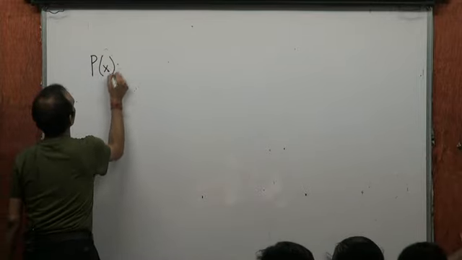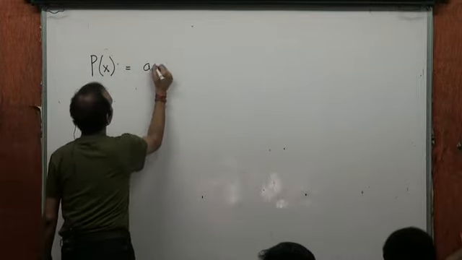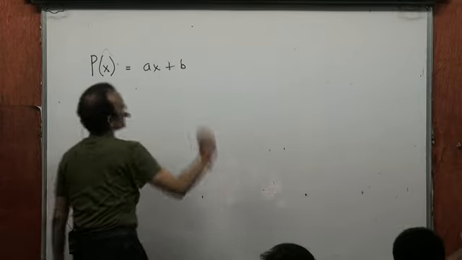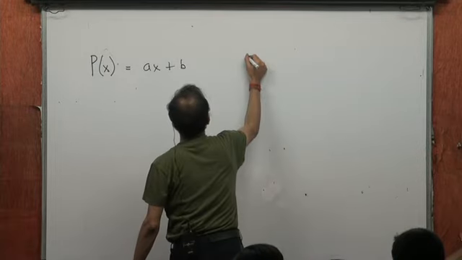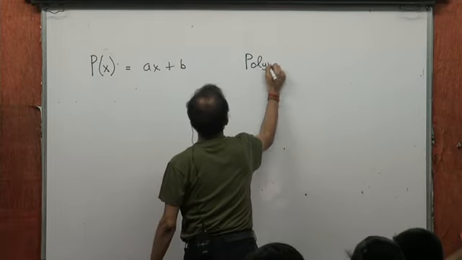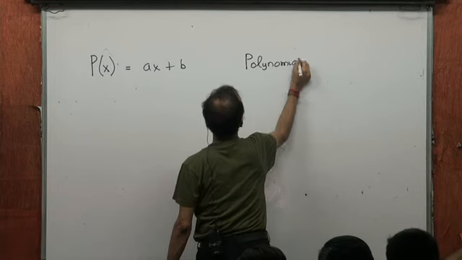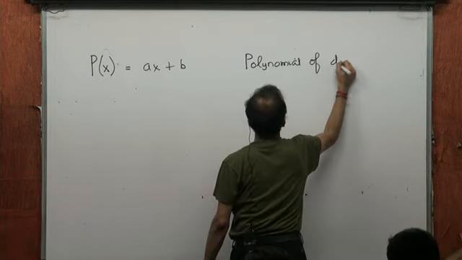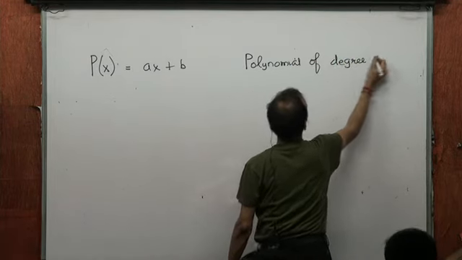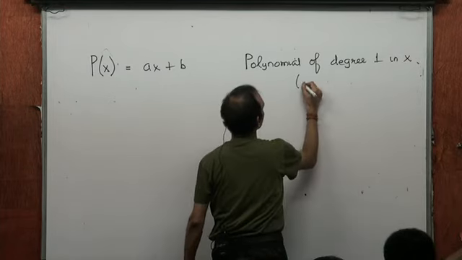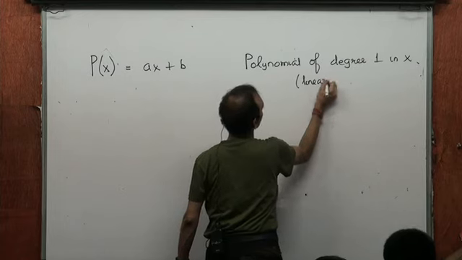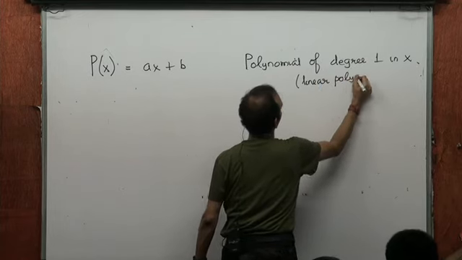Now, P(x) equal to ax plus b. What's the highest power of x here? 1. This is a polynomial of degree 1 in x. It's also called a linear polynomial.